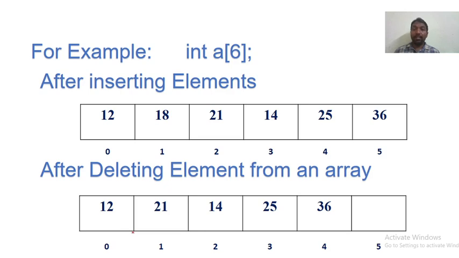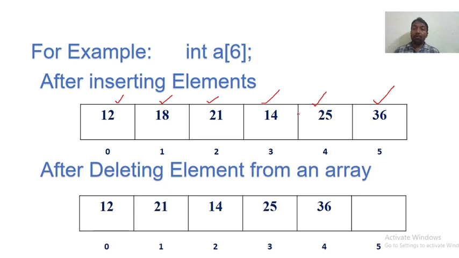Now our target is to remove an element from an array. Here there is already an existing array. After inserting elements into the array, what are the values? At index 0, 12 is there, at the first index 18, at the second index 21, at the third index 14, at the fourth index 25, and at the fifth index 36. So now we understand what value is at each index.